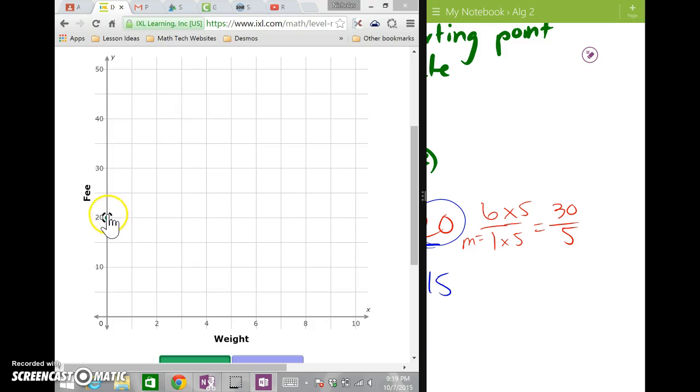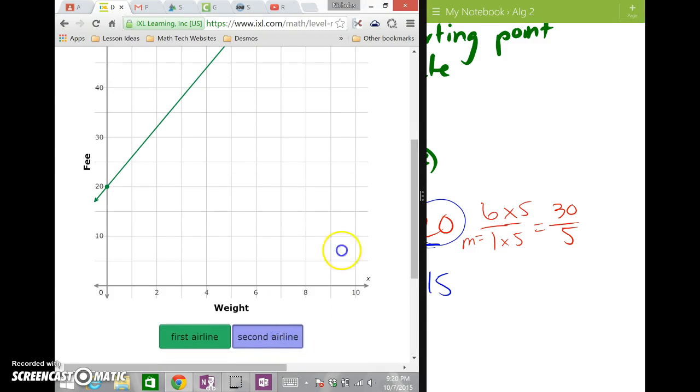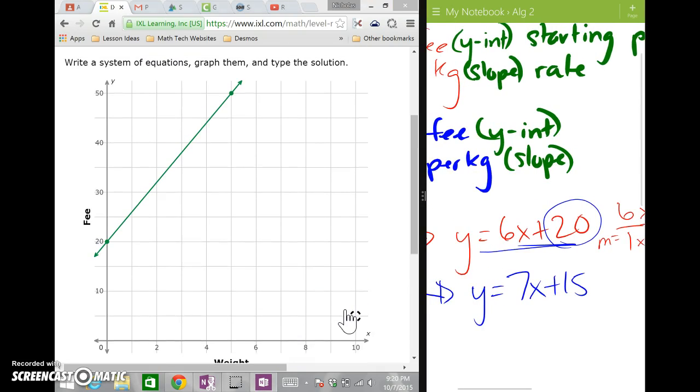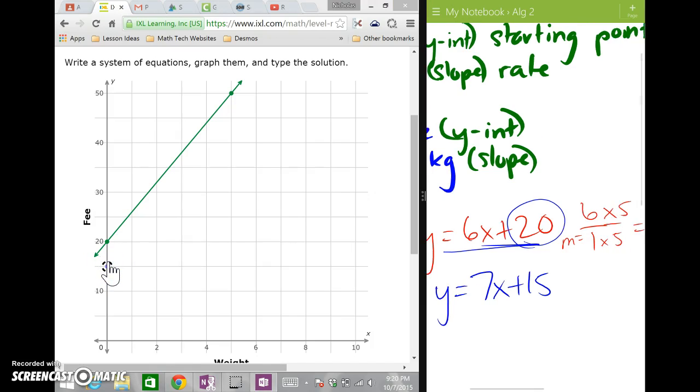We're going to go up 30 from 20: 10, 20, 30, and we have to go over 5. 1, 2, 3, 4, 5. Boom. There's our first line. Okay, now our second airline. So there's our equation. Starts at 15, and it's 7 over 1.